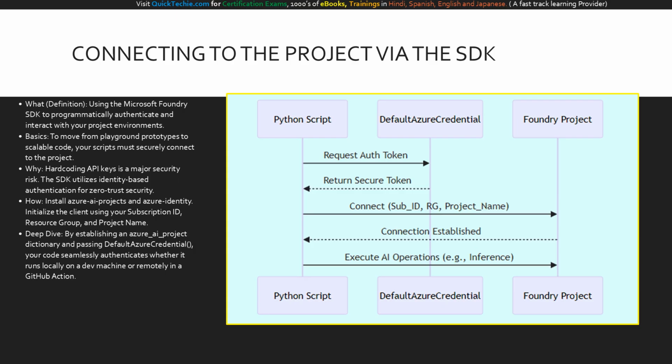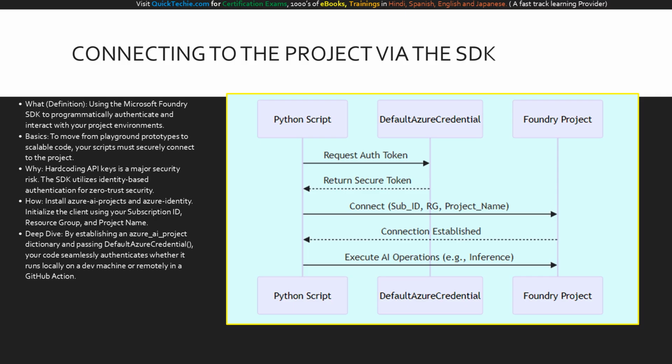How is this implemented? You install the Azure AI Projects package. In your script, you define your subscription ID, resource group, and project name. For our deep dive, the true power is DefaultAzureCredential. When you pass this into your client initialization, the SDK automatically figures out the authentication context. It works seamlessly whether a developer is running the script on their local laptop or an automated GitHub Action is executing it in the cloud.